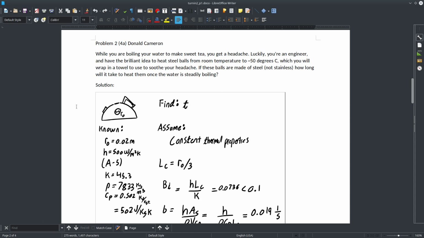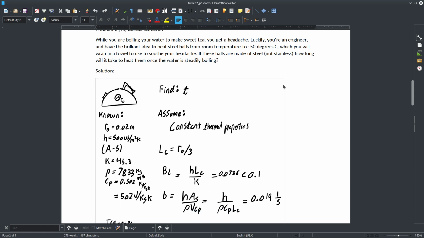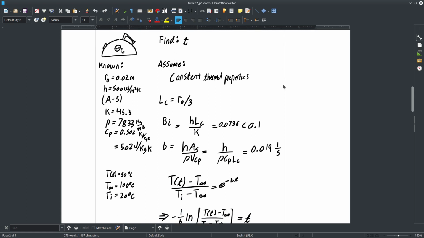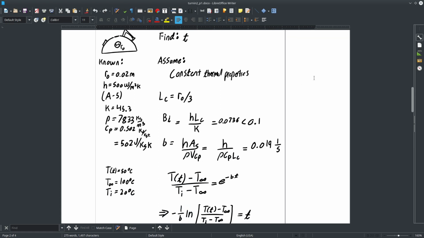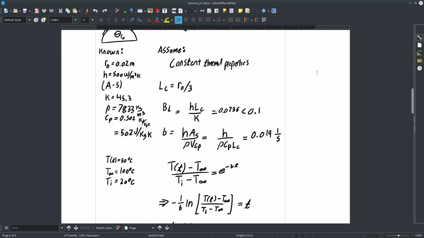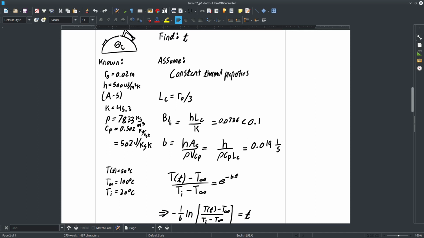This problem covers 4A, the 0D time-only transient heat transfer. We're going to be heating these steel balls from room temperature to a given heat in our boiling water. And we're going to assume these constant thermal properties, and we are going to first find if we can use lumped analysis by finding the Bi number here from the corrected length. And because that is less than 0.1, lumped analysis does apply.